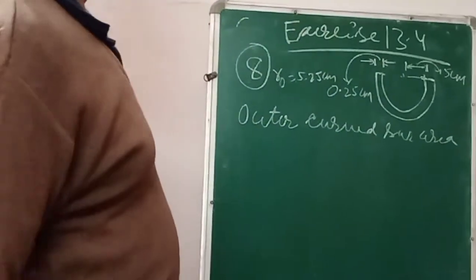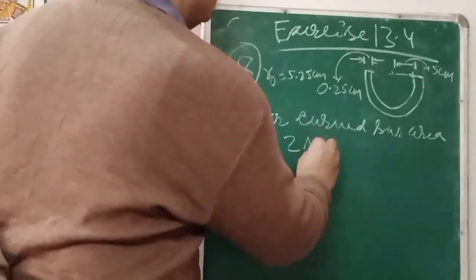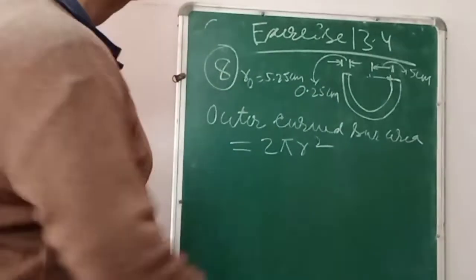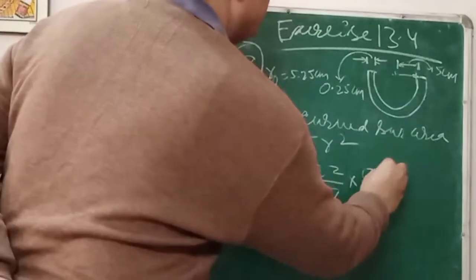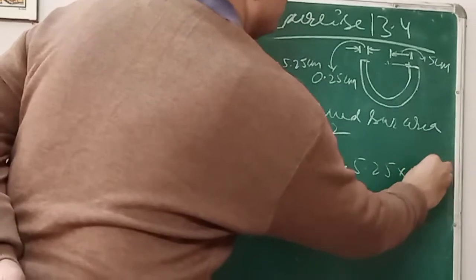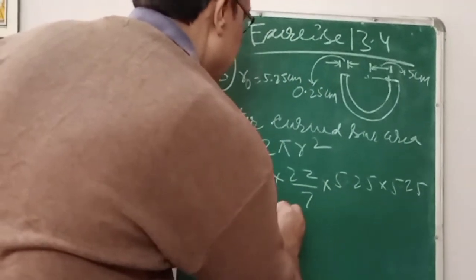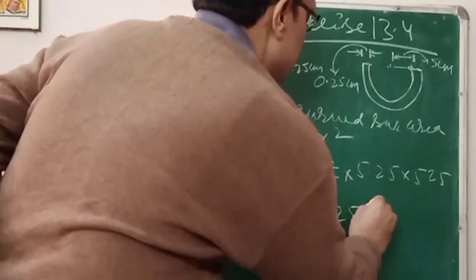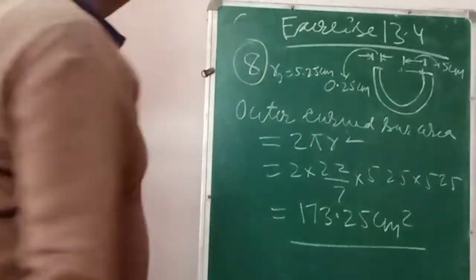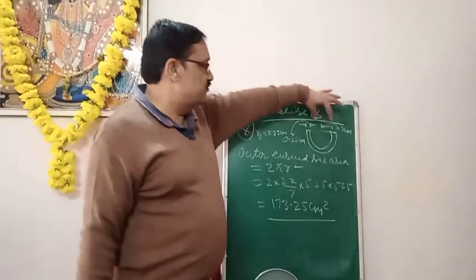Once we know the outer radius, we know the formula for the curved surface area of a hemisphere, that is 2 pi r square. So 2 into 22 by 7 into 5.25 into 5.25, and upon calculation we will get 173.25 centimeter square.